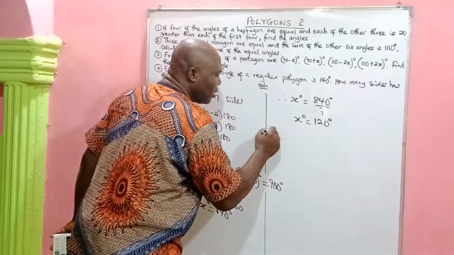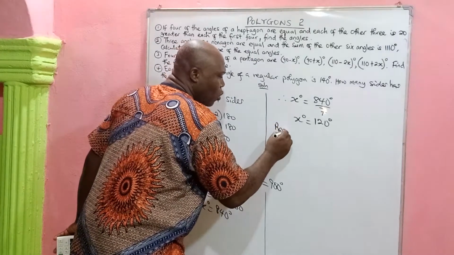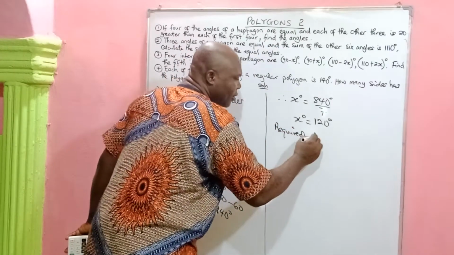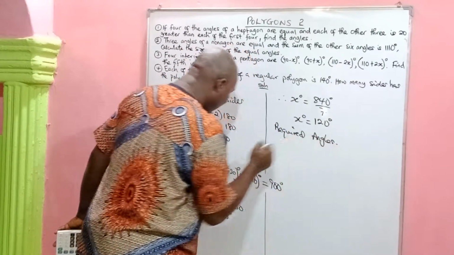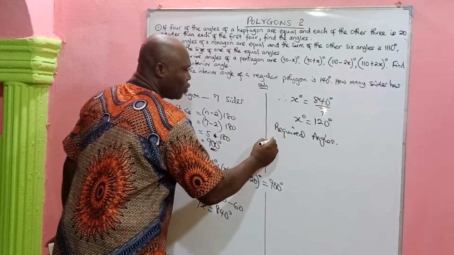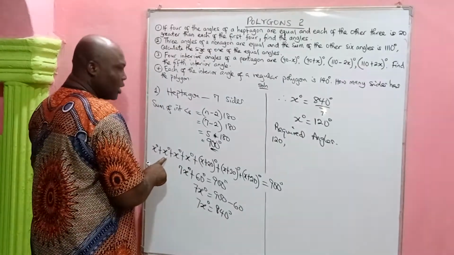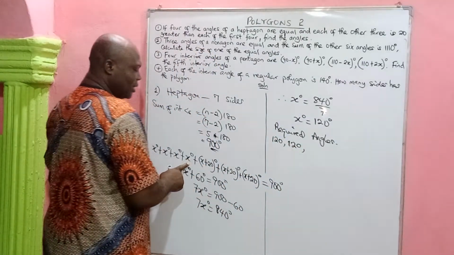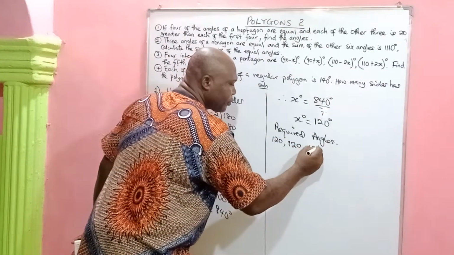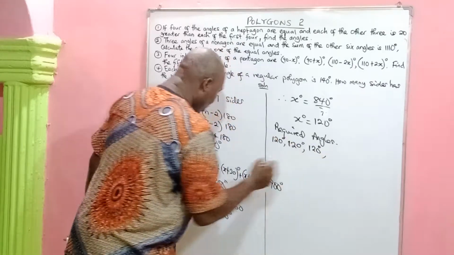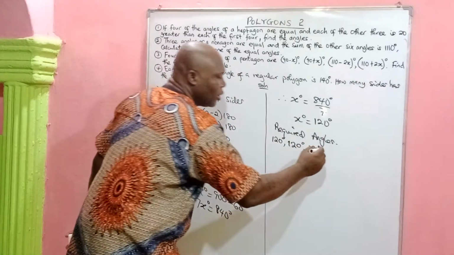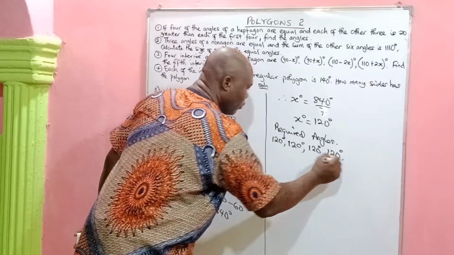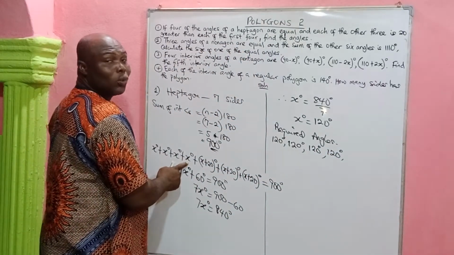Now the angles we are looking for, the required angles. We want to know the required angles. So we've been able to calculate the first one, which is x, 120. The second one, x, 120. The third one, x, 120. The fourth one, x, 120. So x is 120 in 4 places.